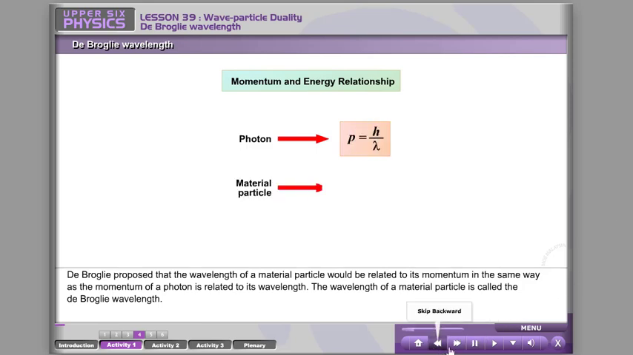De Broglie proposed that the wavelength of a material particle would be related to its momentum in the same way as the momentum of a photon is related to its wavelength. The wavelength of a material particle is called the de Broglie wavelength.